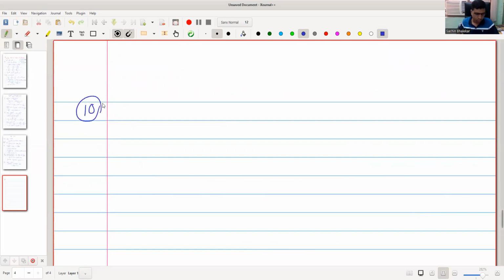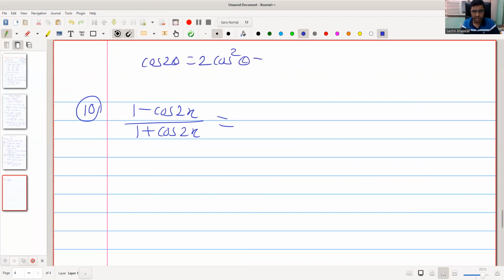Next is again a ratio of cosine functions: 1 minus cos 2x upon 1 plus cos 2x. Now we know the double angle formula, cos of 2 theta equals 2 cos square theta minus 1. We are going to use this. Of course, there is another formula that we are not going to use here: cos of 2 theta equals 1 minus 2 sine square theta. We use this one.